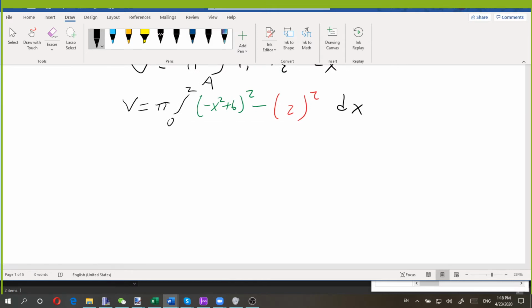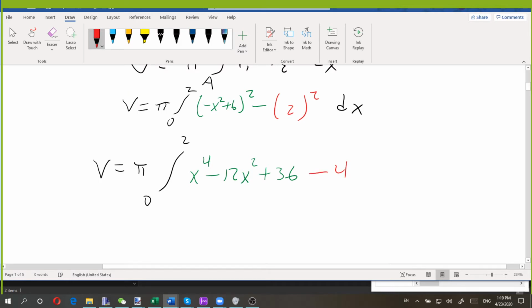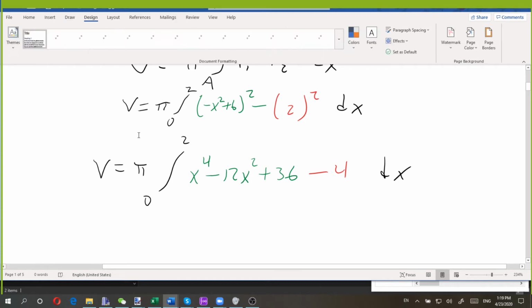Niall, what's going to happen when I expand this? So it becomes x to the power of 4, negative 12x to the power of 2, plus 36, negative 4. Perfect. Okay, and I can subtract that 36 minus 4, and we'll be ready to integrate.